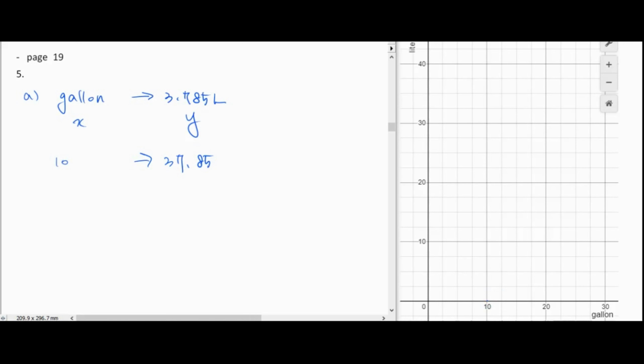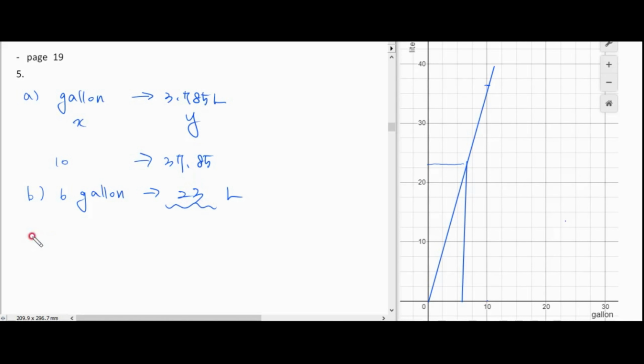So right here will be the 10. And 3.785 will be about here. And if we connect the base and those points like that, that'll be the graph of this equation. And B is we should look at the graph and solve it. So it asks us how many liters is 6 gallons. So we must find this out. So right here, we should find the x and draw the line straight up. I'm trying to draw it straight. And like I said, it will be about here. And if we just connect it from the y-axis, it'll be like this. So I guess about 23 liters.